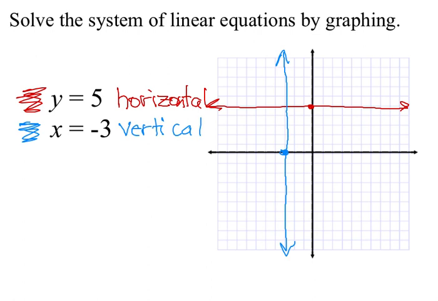Again, I can see that those two lines do intersect. That point of intersection is happening there. So to describe that point, I'm going left 3 and then up 5, which means that the point of intersection would be (-3, 5).